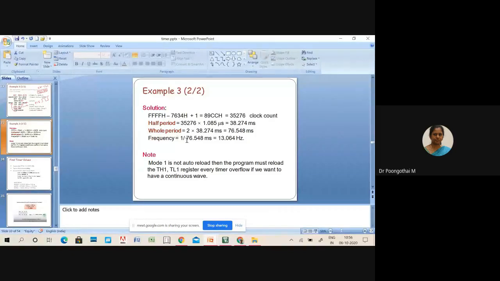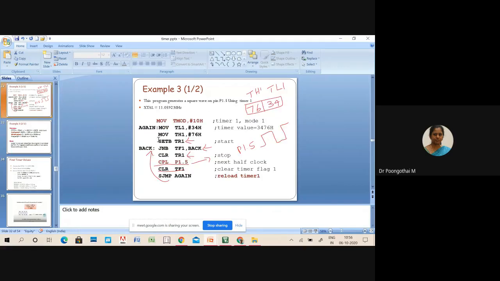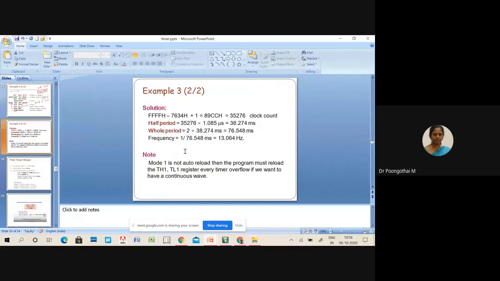For the full cycle, you multiply this value by 2. So 76.548 millisecond, and convert that value into frequency. So your square wave frequency is 13.064 Hertz. So the objective here is that this program generates a square wave on P1.5, and the square wave frequency is 13.064 Hertz.